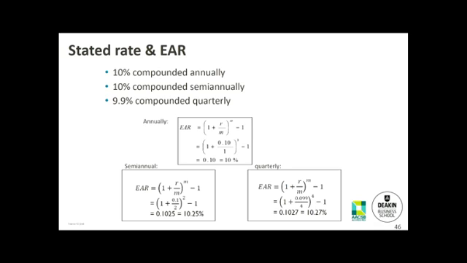What about the last one? 9.9% compound quarterly. It gets compounded 4 times a year, right? So M equals 4. Do you agree? Are you able to work out EAR? It's 10.27%. It is even higher than the 10% compound semi-annually. So that's the trick of the bank.